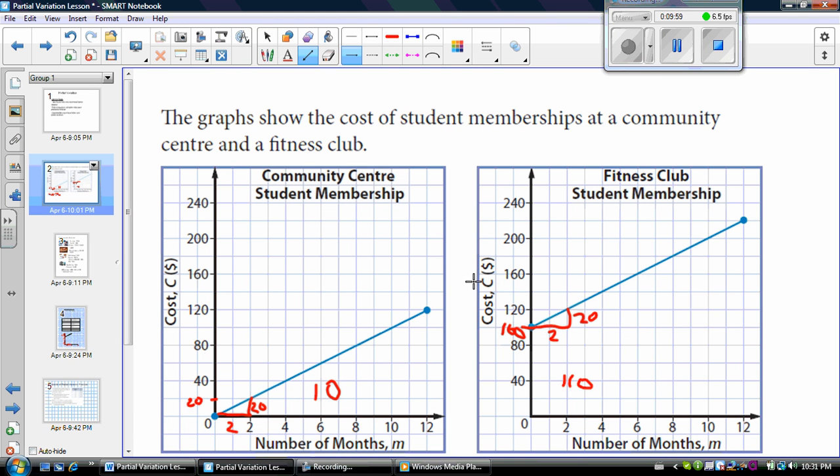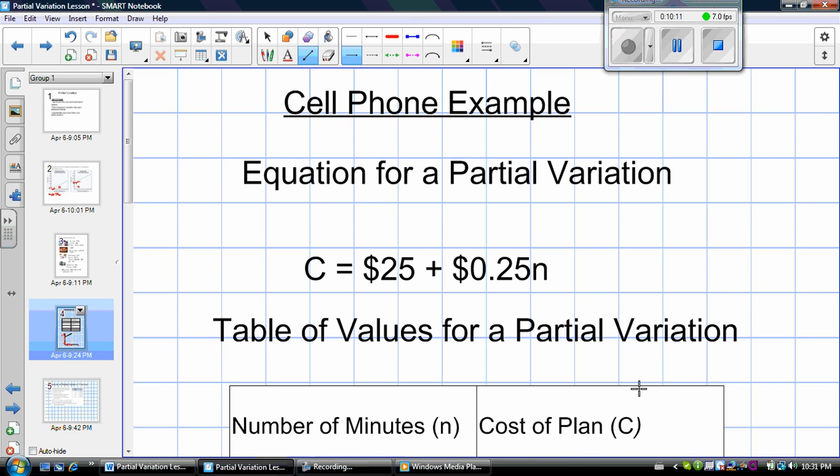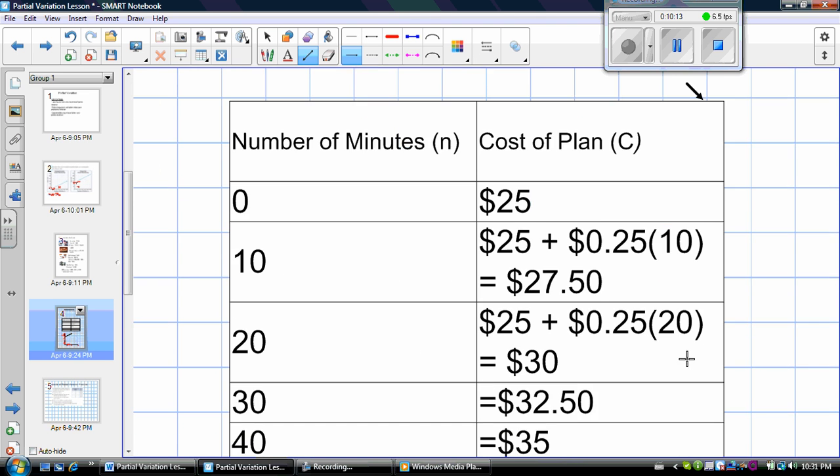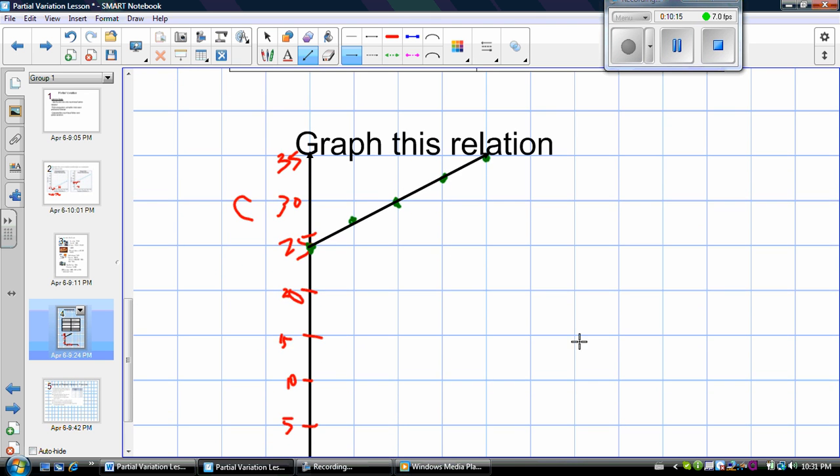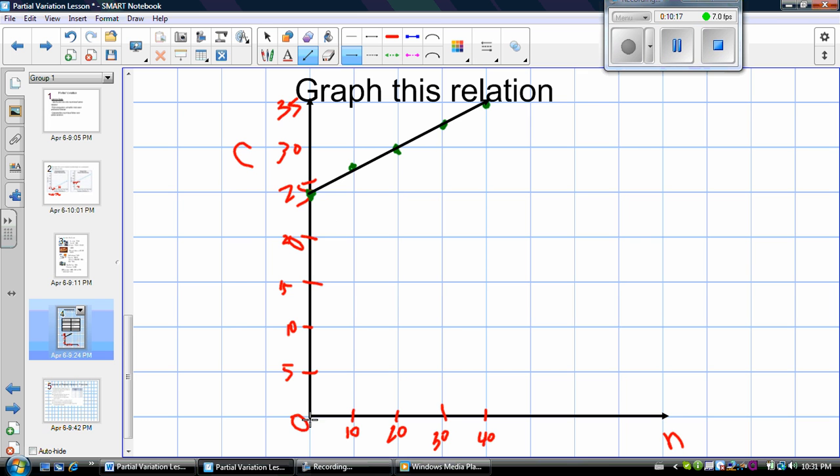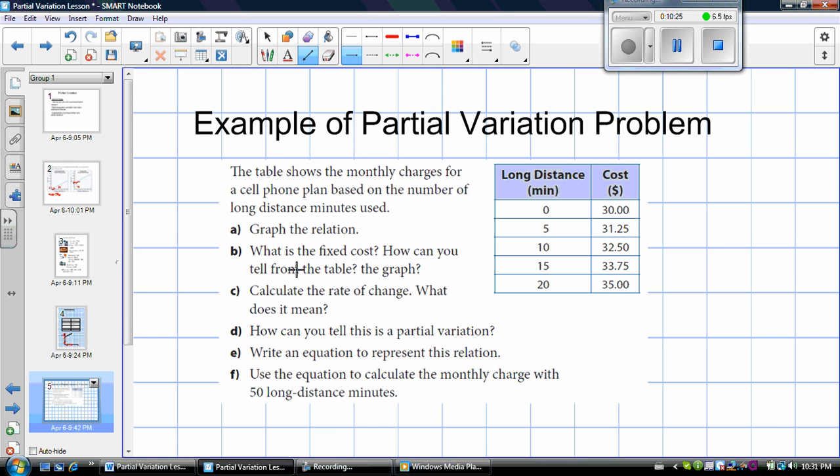Okay, and once again, just like you can see if we go back to the examples of the community centers, you saw what did the partial variation look like? Well, it didn't start at 0 on the graph. It started at 100, so it starts above 0. Same thing here. In the example we did with the cell phone, it starts at 25, not at 0, but at 25. And then it has a rate of change from 25.